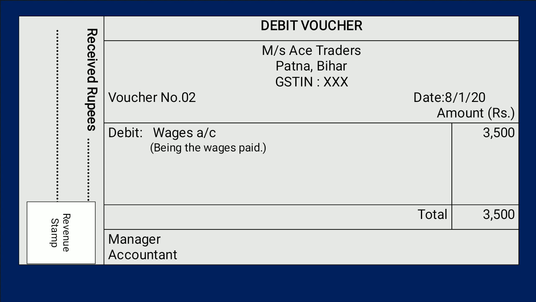So here we simply have to write the name of the party, their address, GST number, then voucher number, date. Then again we have to write the article which we have to debit. According to this question, we have to debit our wages account. So I have written the wages account, and we have the narration: wages paid rupees 3,500. It's done. So that was the second transaction.